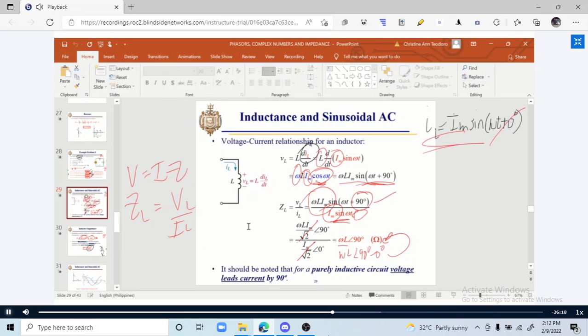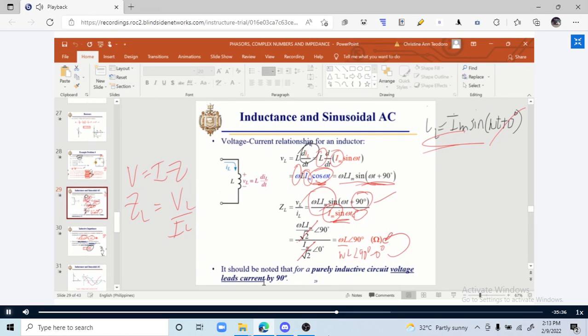Now, how about the ZL? How can we get the ZL? If the circuit is purely inductive, meaning the load is only inductors, then when you have a circuit whose loads are only inductors, you could at least say that your ZL is equal to omega L angle 90 degrees. Always remember that your ZL is equal to omega L angle 90 degrees.